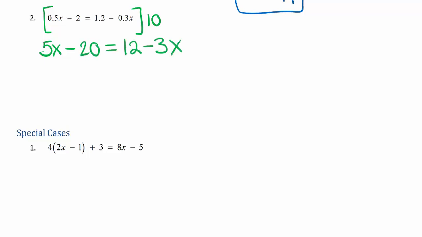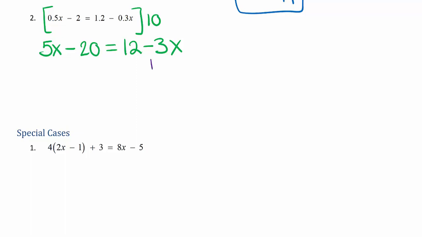We can do the same thing in example 2. All of the decimals have digits in the tenths place. Now note, if you have a decimal with a digit in the hundredths place, you would multiply by 100. The idea is you can move the decimal as long as you're doing the exact same thing to every single term. So I'm going to multiply everything by 10. That moves the decimal one place to the right. And I have to multiply that 2 by 10 as well. It becomes a 20. And on the right-hand side, I get 12 minus 3x.